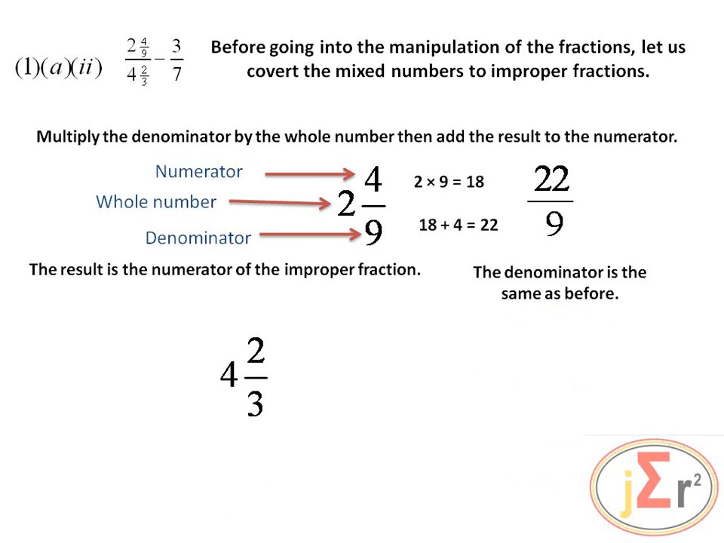We may write the other mixed number as an improper fraction, but we are not labeling the different components on this occasion. 3 multiplied by 4 is equal to 12. We multiply the whole number by the denominator. That is equal to 12. Then we add that value to 2, which is 14. And what will that be? That will be the numerator of the improper fraction, and the denominator will be the same as before.